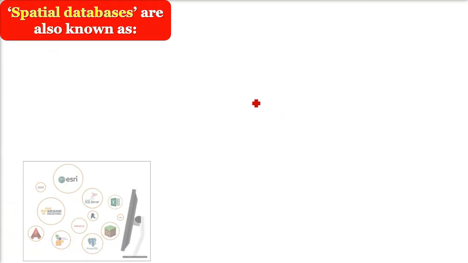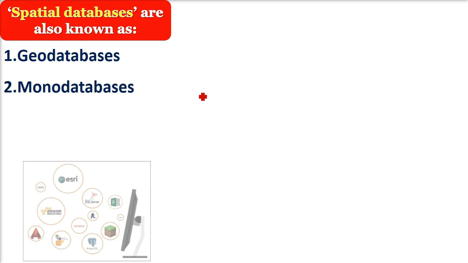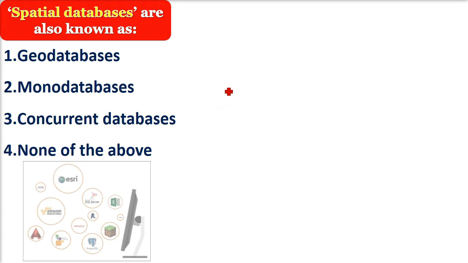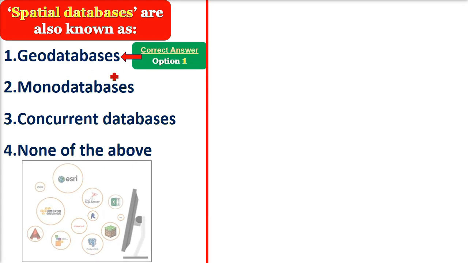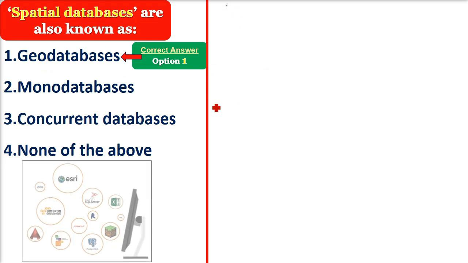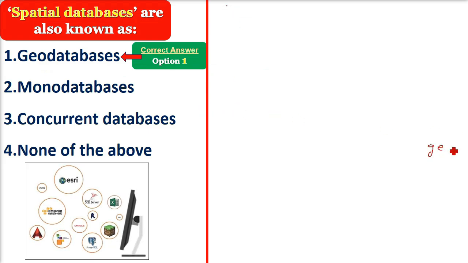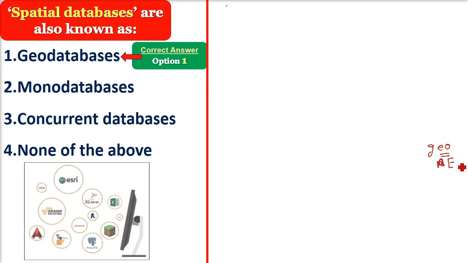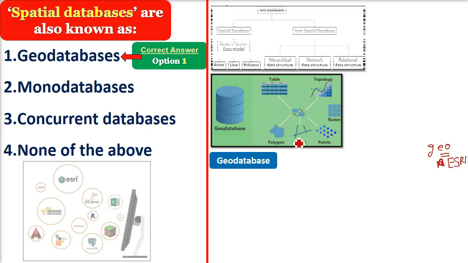Spatial databases are also known as geodatabases, mono databases, concurrent databases, and none of the above. What is the correct answer? So spatial databases are geodatabases. The correct answer is this one. What are geodatabases? Now, geodatabases, the name is coined by a very good company. First, understand geo is earth. It's the globe where we live. Now, geodatabase has come from ESRI.